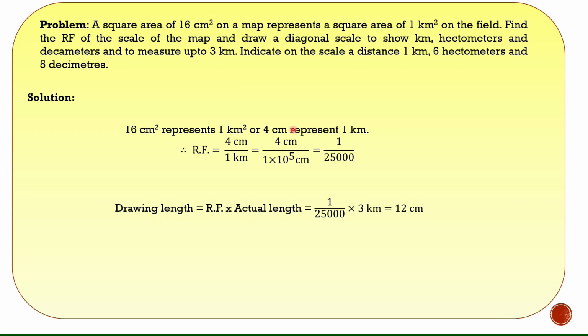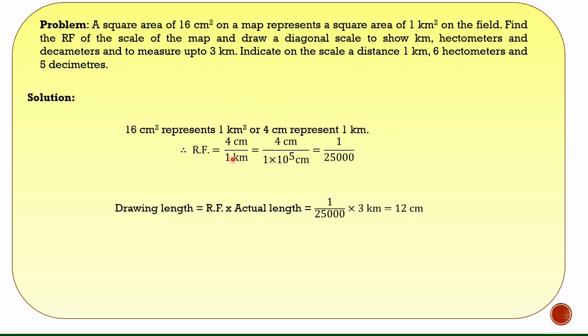So normally if you are opening the Google Map, it will give one small scale. This much length is 2 kilometers something, right? This type of one. So find the RF of the scale of the map and draw the diagonal scale to show the kilometers, hectometers and decameters, and measure up to 3 kilometers. Indicate as a scale distance 1 kilometer, 6 hectometers and 5 decameters.